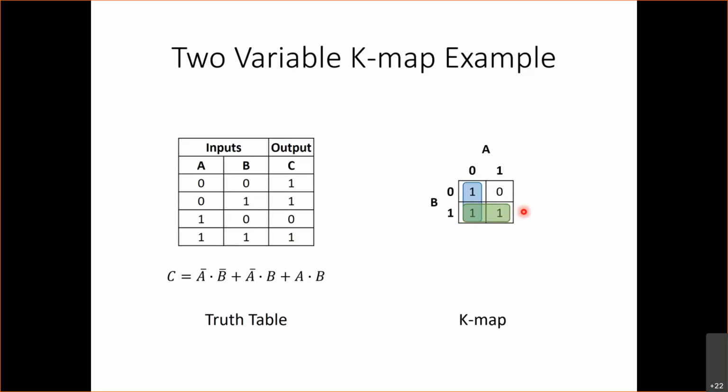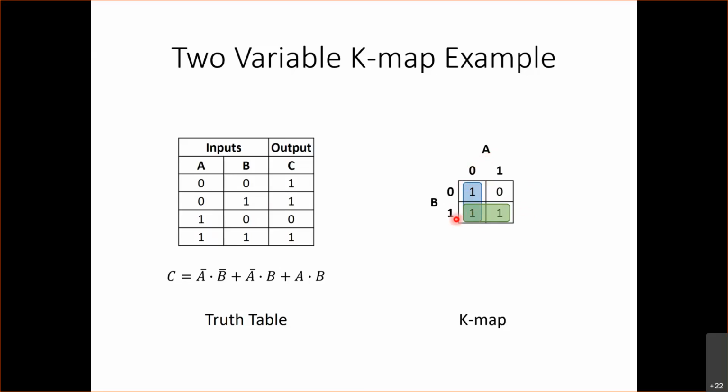So now that I've covered all the ones in the Karnaugh map, next I'm going to extract a term for each of these rectangles. This blue rectangle over here covers both of these ones. So this blue rectangle is going to correspond to A is 0.